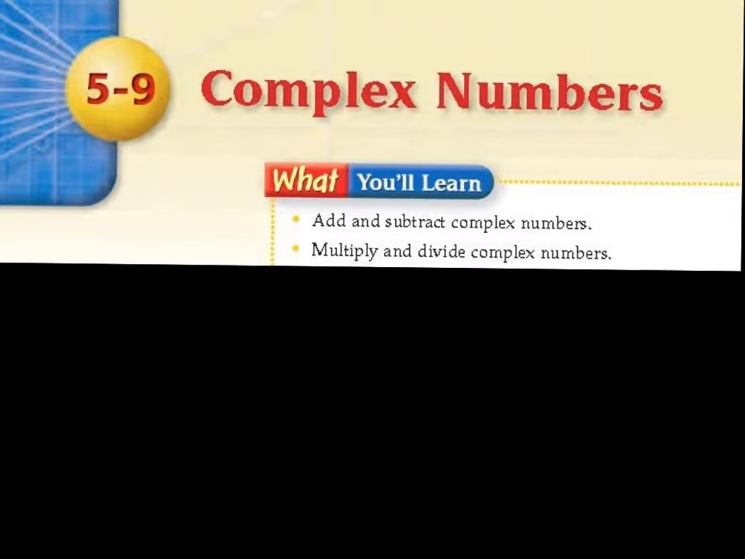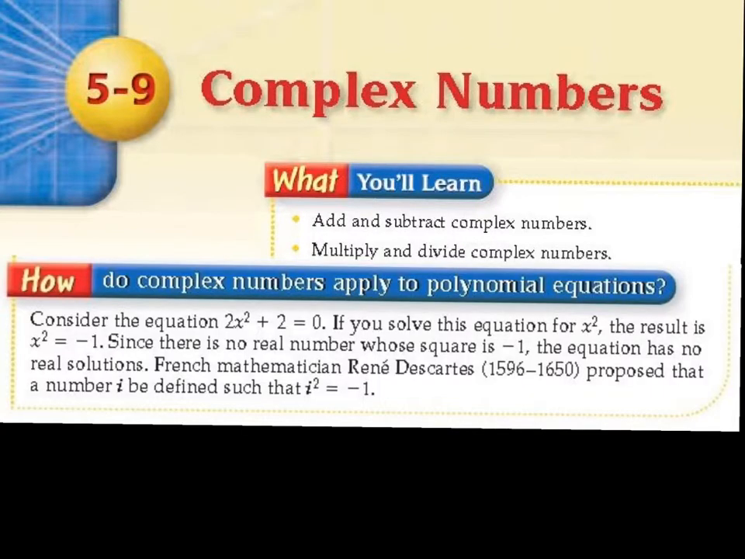In this lesson, you'll learn how to add and subtract complex numbers and multiply and divide complex numbers. How do complex numbers apply to polynomial equations? Consider the equation 2x squared plus 2 equals 0. If you solve this equation for x squared, the result is x squared equals negative 1. Since there is no real number whose square is negative 1, the equation has no real solutions.